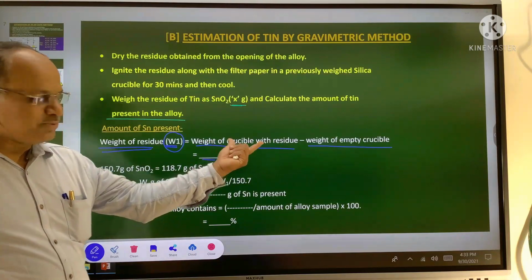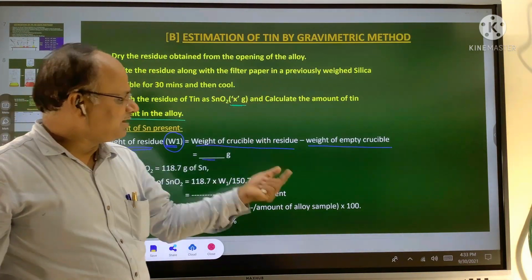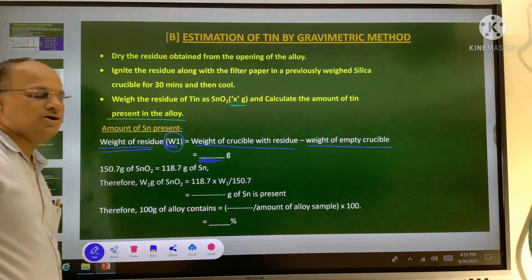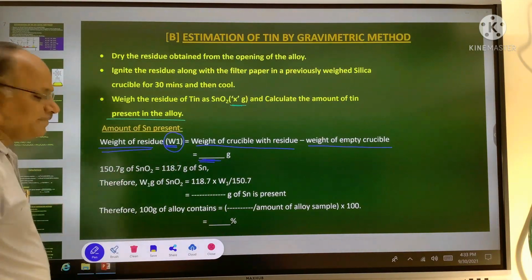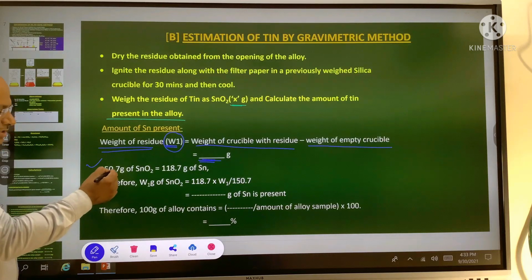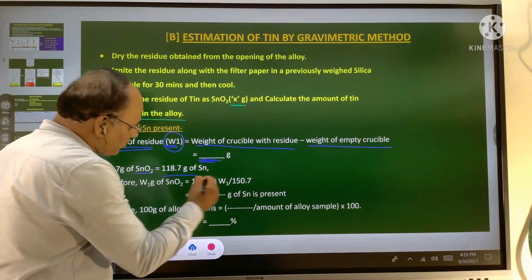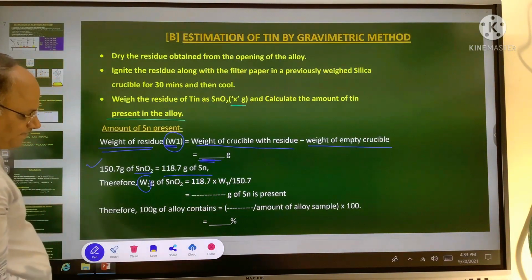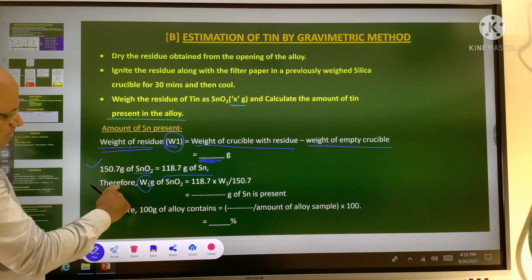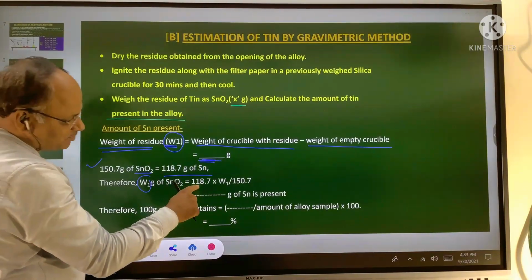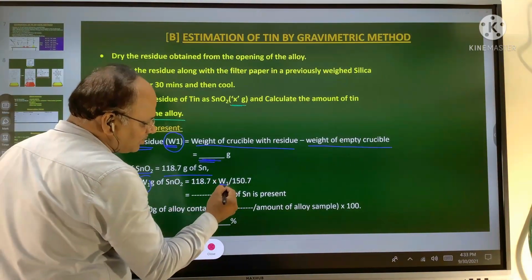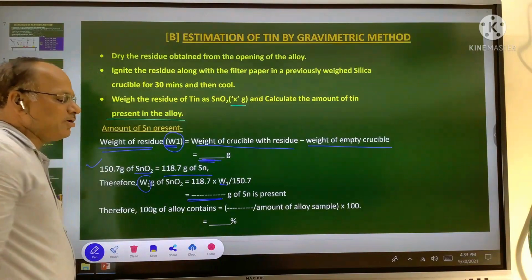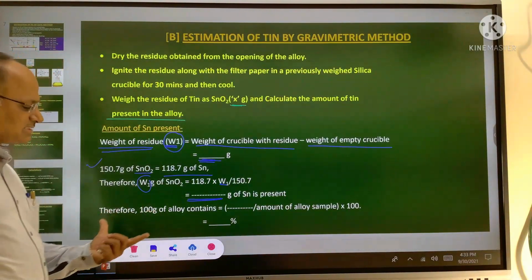यहाँ पे देखिए weight of the crucible with residue यहाँ पे आ जाएगा, और यहाँ पे weight of the empty crucible भी आपको मालूम है, तो ये सब्ट्रैक्शन करने के बाद आपको मिल जाएगा weight of the residue, that is the W1. देन आपको यहाँ पे स्टैंडर्ड रिलेशन मालूम है, 150.7 ग्राम ऑफ द SnO2 contains 118.7 ग्राम ऑफ द Sn. तो W1 ग्राम में कितना रहेगा, तो यहाँ पे देखिए, therefore W1 ग्राम ऑफ द SnO2 corresponds to 118.7 into W1 divided by 150.7 ग्राम, और यहाँ पे जो कुछ आपको मिलेगा ग्राम ऑफ द Sn present in that alloy. देन आपको परसेंटेज कैलकुलेट करना.